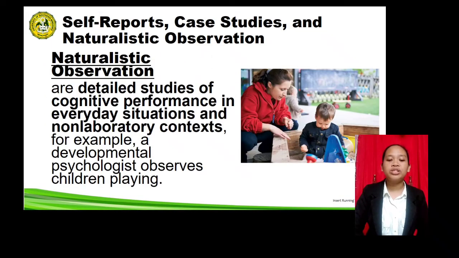And the third one, naturalistic observations. These are detailed studies of cognitive performance in everyday situations and non-laboratory contexts, without laboratory controls or manipulation of variables. For example, a developmental psychologist observes children who are playing.